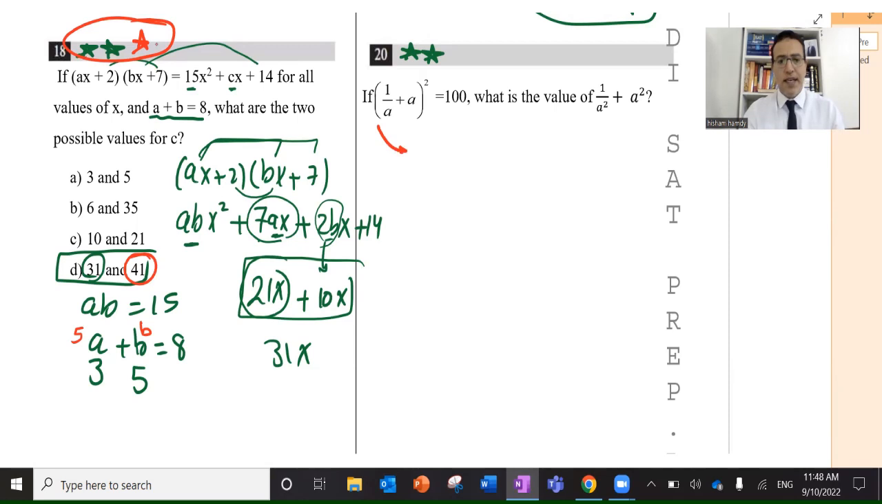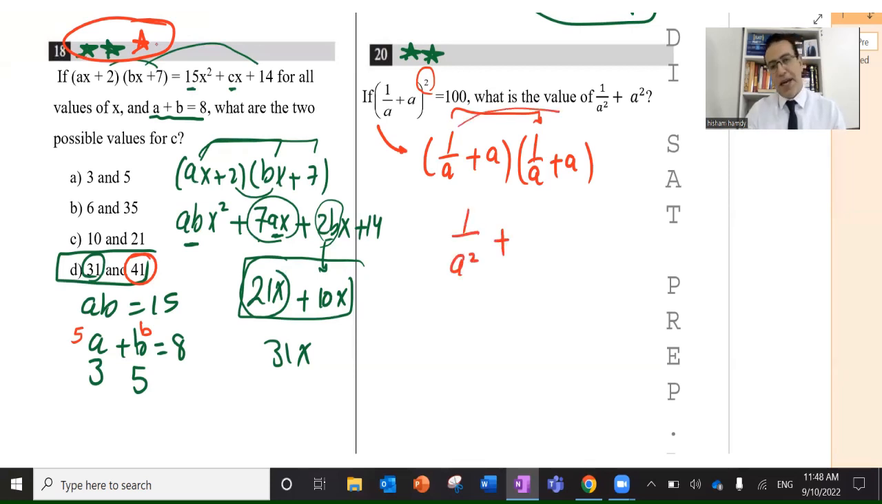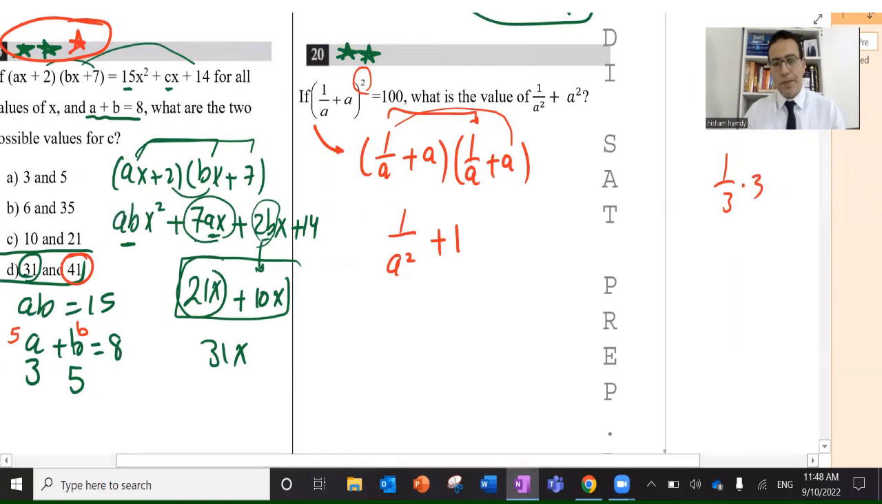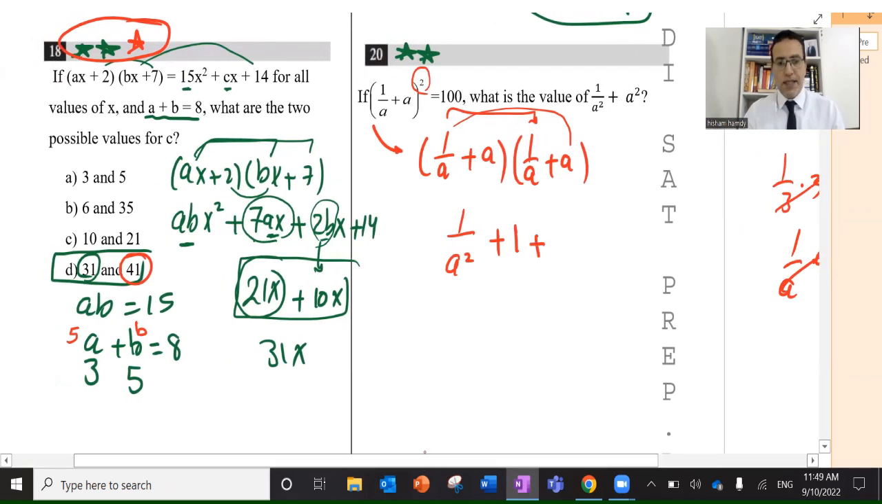Regarding the last one, as we can see, I have a bracket to the power of 2. So I'm going to expand (1 over A plus A) and (1 over A plus A). 1 over A times 1 over A is 1 over A squared. Plus 1 over A multiplied by A is 1. When you multiply 1 over 3 by 3, it gives you 1. When you multiply 1 over A by A, it gives you 1. Plus A multiplied by 1 over A, 1. Plus A by A is A squared.